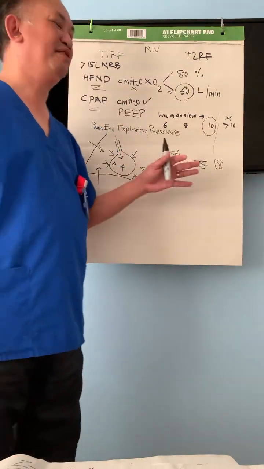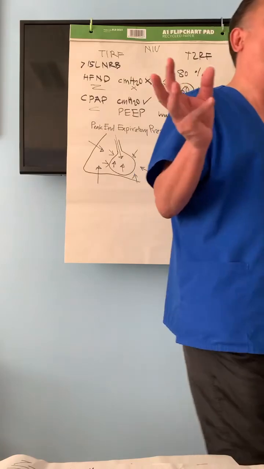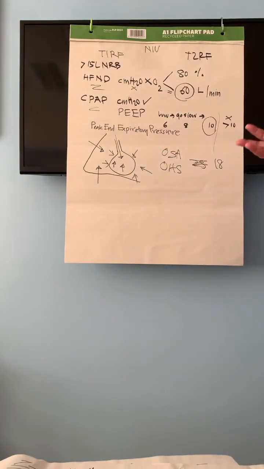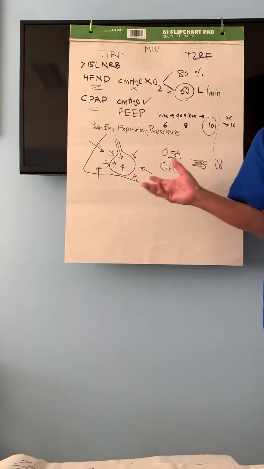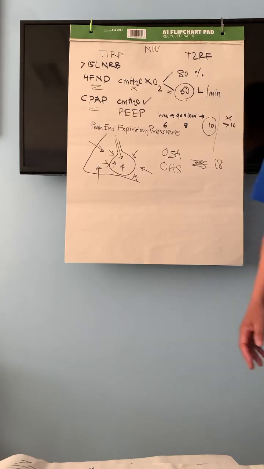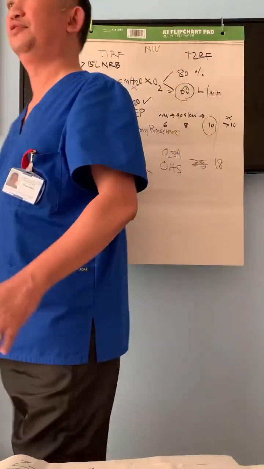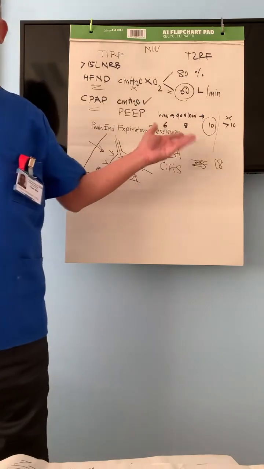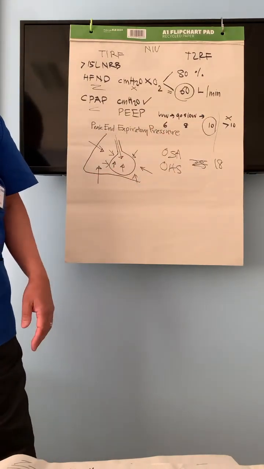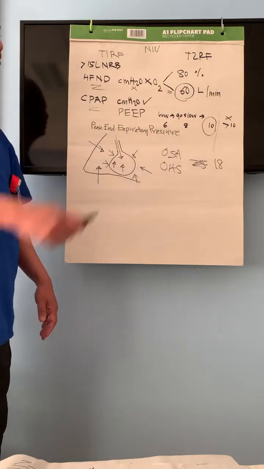So in OSA and OHS, they have their own setting, guided by the CPAP clinic. You can have a look at their record, what pressure they are using. If you don't know, yes, you can start with 10 or whatever. Any questions?